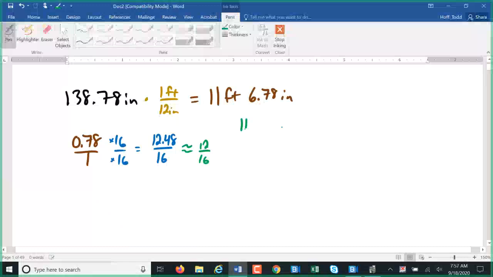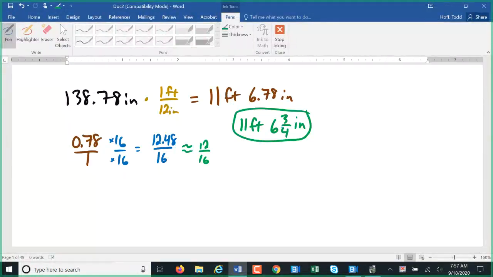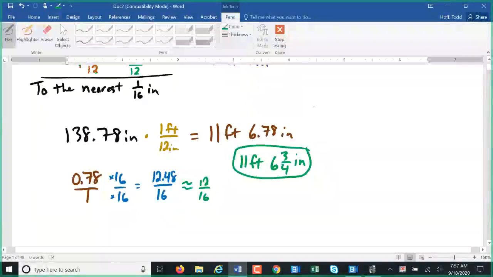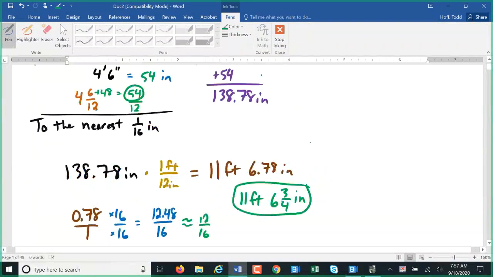So this is 11 feet, 6, and the 0.78 is 3/4 of an inch, to the nearest 16th of an inch. Now you might say, well, why'd you go 3/4 when it said to the nearest 16th? Well, 3/4 is still 12 sixteenths. It's just been simplified. So that is still to the nearest 16th inch. On a quiz, if you got to this point, I'd be more than happy with that.